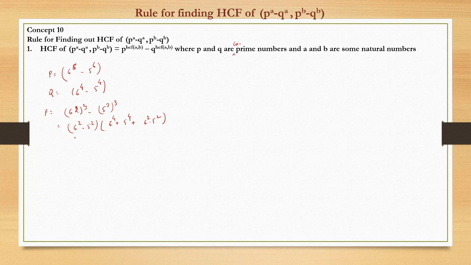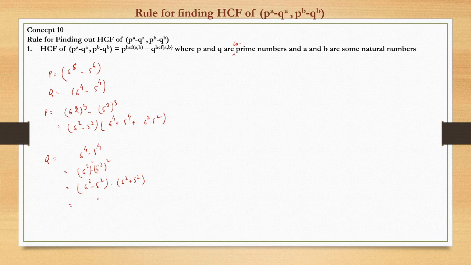So this here. Now we look into Q. Q is how much? Q is 6 raised to 4 minus 5 raised to 4. That is nothing but 6 square minus 5 square whole square. So a square minus b square is what? 6 square minus 5 square into 6 square plus 5 square.